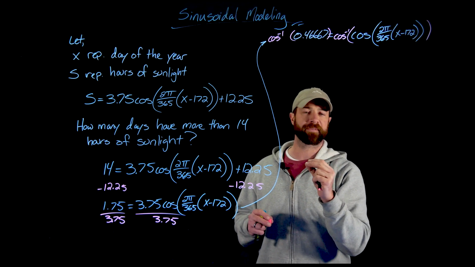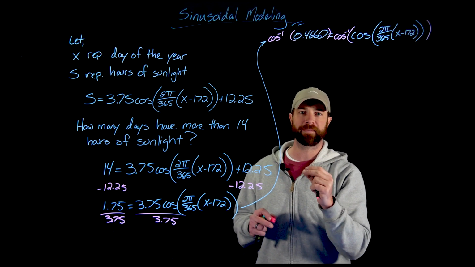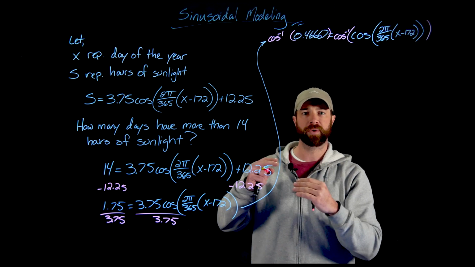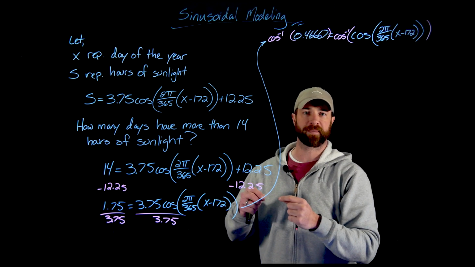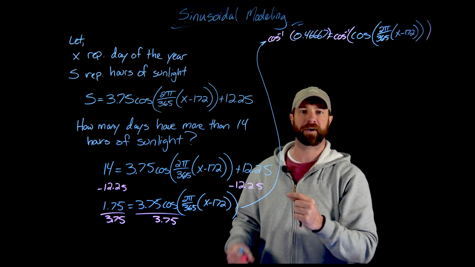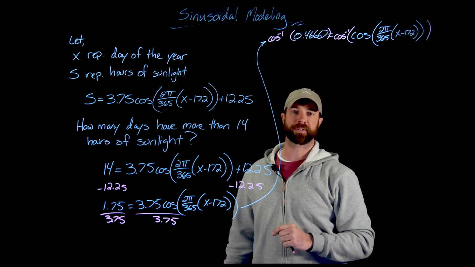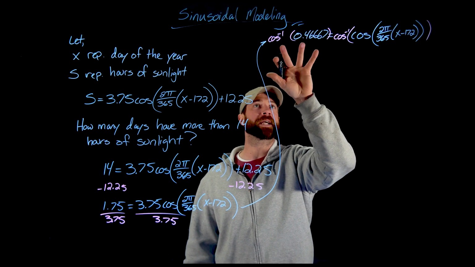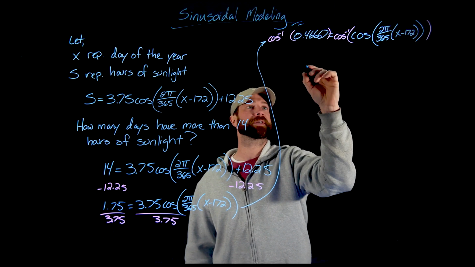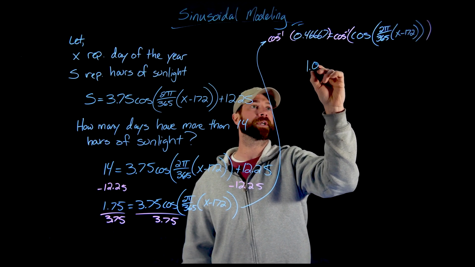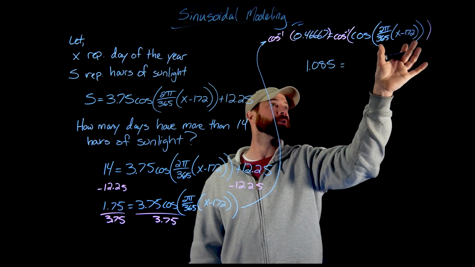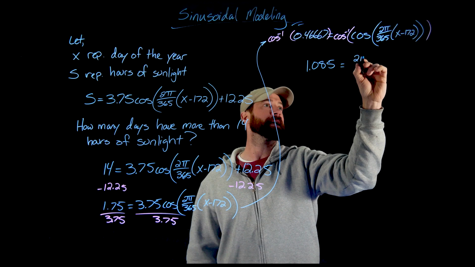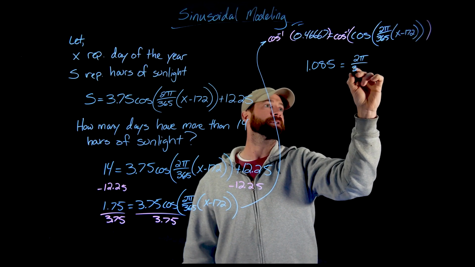But I'm going to use the fact that cosine is an even function, and I'm going to create two new equations. One with the positive version of the output of this inverse function, and one with the negative value of this cosine inverse. So in doing that in my calculator, the cosine inverse of this value right here is 1.085. And again, what that's going to equal is this stuff that was inside the cosine function.